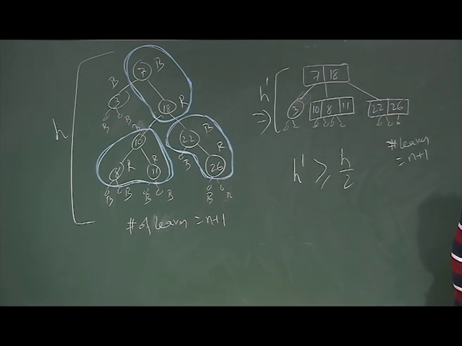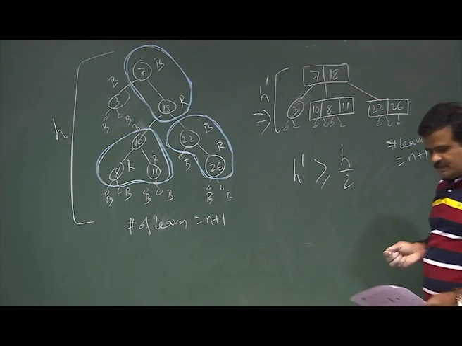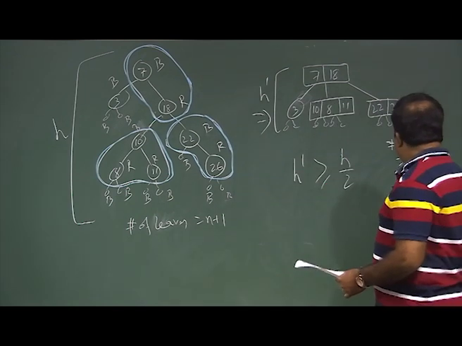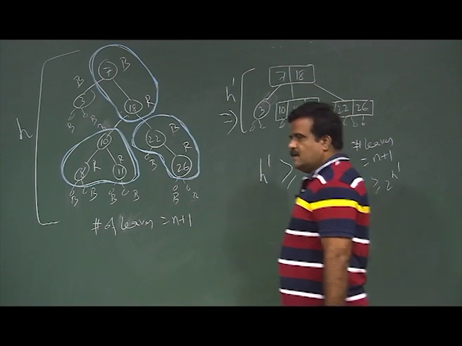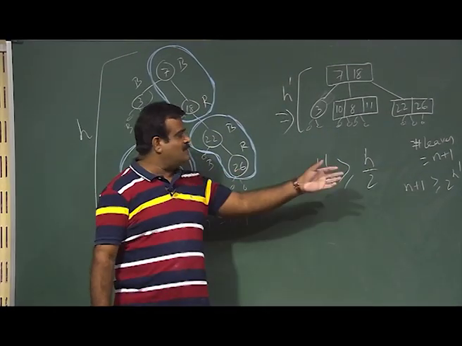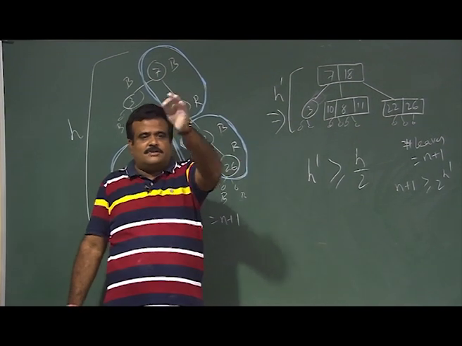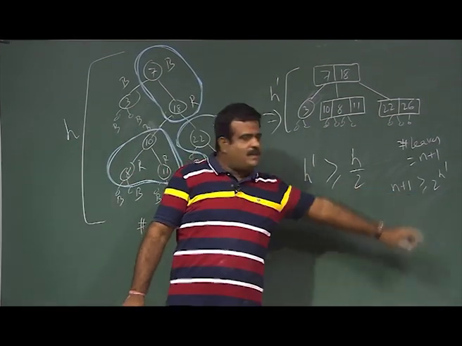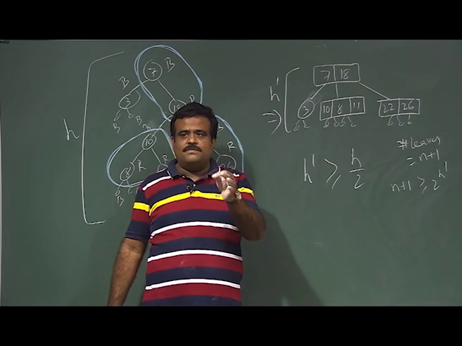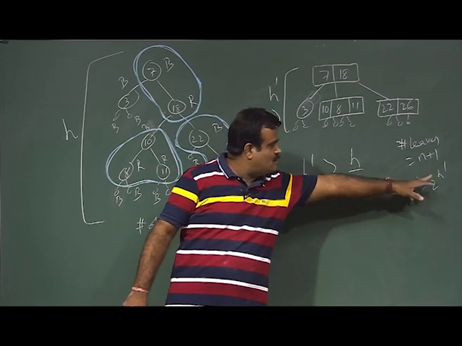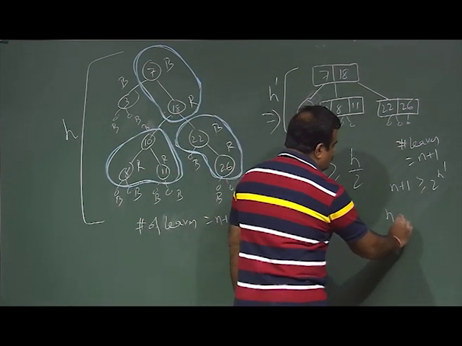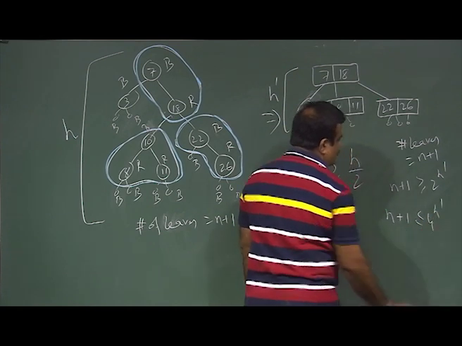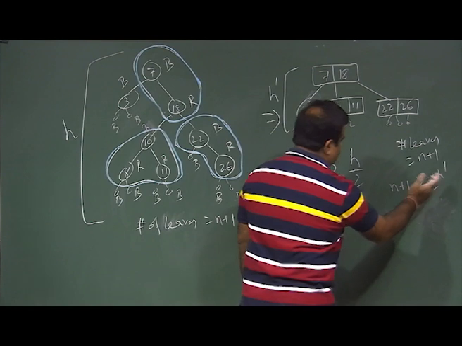Okay. Now each node is having either 2 child or 3 child or 4 child. Now, 2 is the minimum number of children. So from here we can say that n plus 1 is greater than or equal to 2 to the power h prime, because if every node has 2 children, then 2 to the power h prime is the minimum number of leaves it should have. So n plus 1 must be greater than 2 to the power h prime. And n plus 1 is less than 4 to the power h prime, but we do not need this, we will use this one.